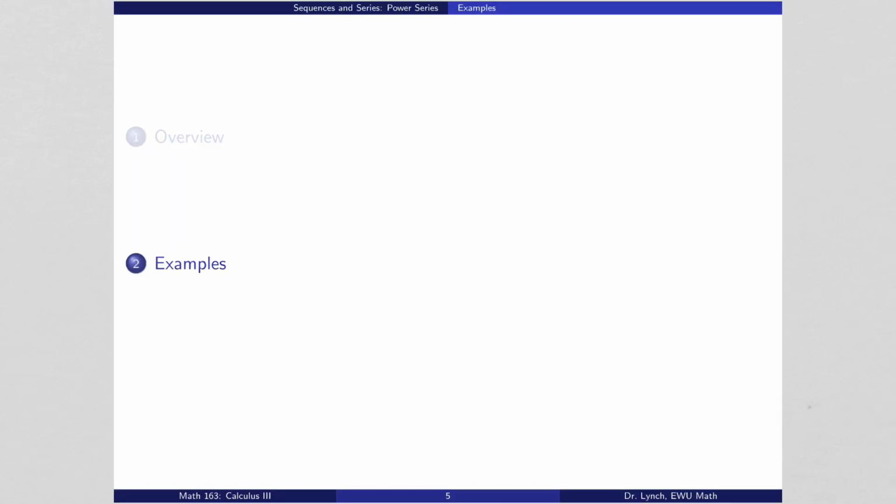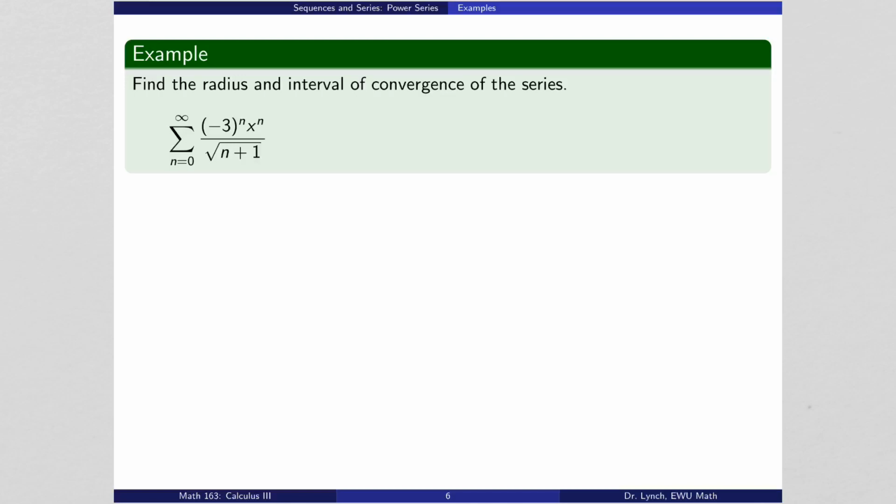Okay, so just a few examples to illustrate finding the radius and interval of convergence. Here's the first one. Find the radius and interval of convergence of the series summing n equals 0 to infinity of minus 3 to the n power times x to the n power divided by the square root of n plus 1. So we'll go ahead and apply the ratio test.